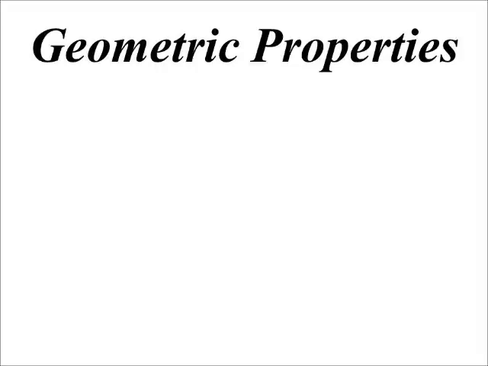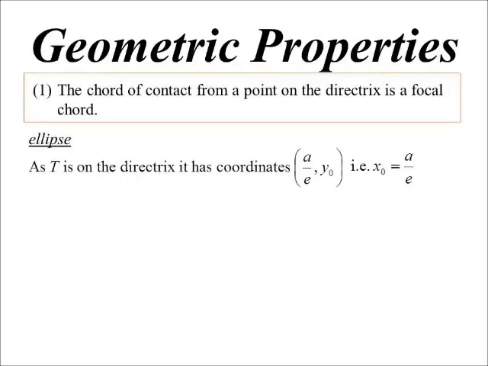Geometric properties of conics. First one has to do with the chord of contact. So if the chord of contact comes from a point on the directrix, so that external point is on the directrix, then the chord of contact will turn out to be a focal chord. So it'll pass through the focus.